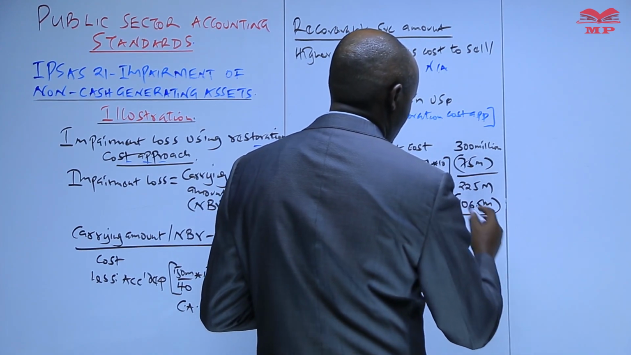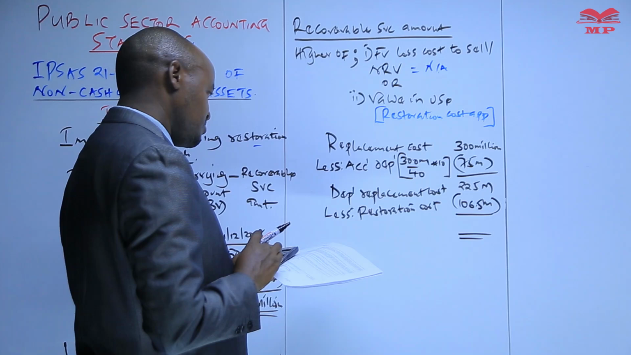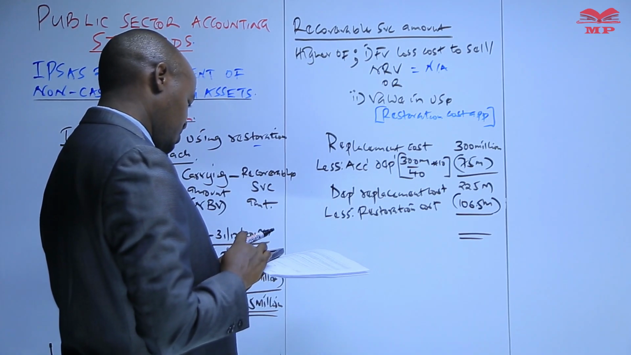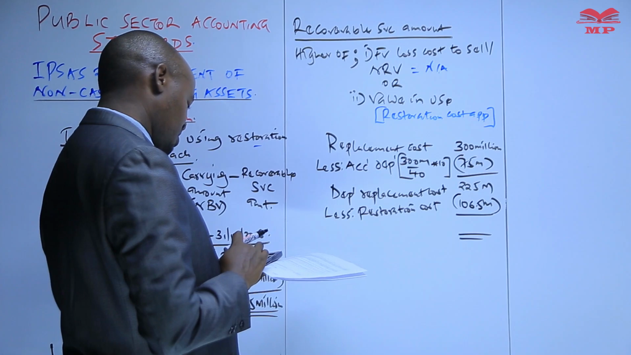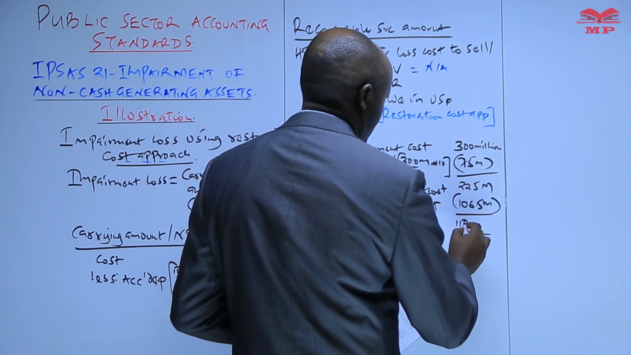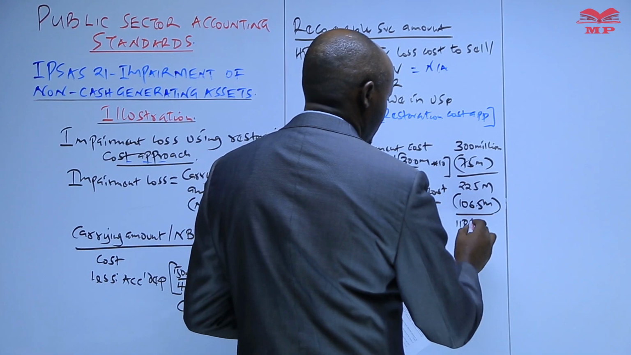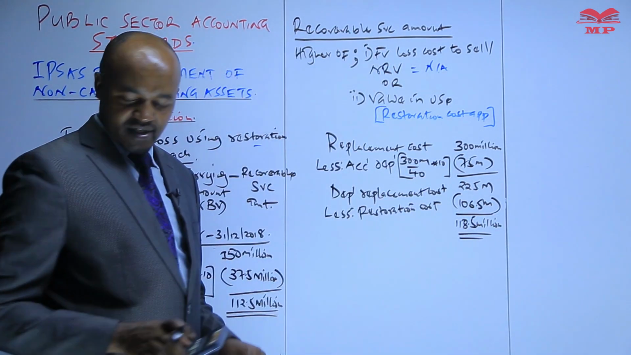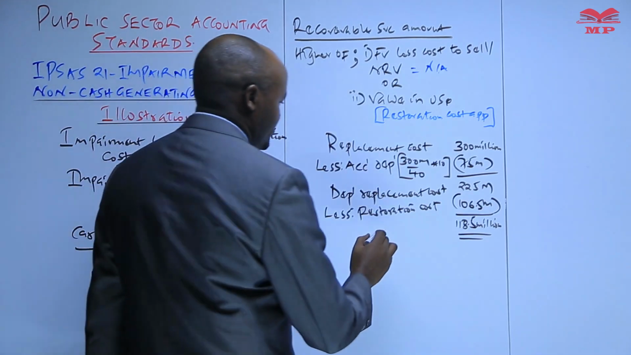So we less it from our figure up there. So we have 225 minus 106.5, which will give us 118.5 million. So this is now the value in use.